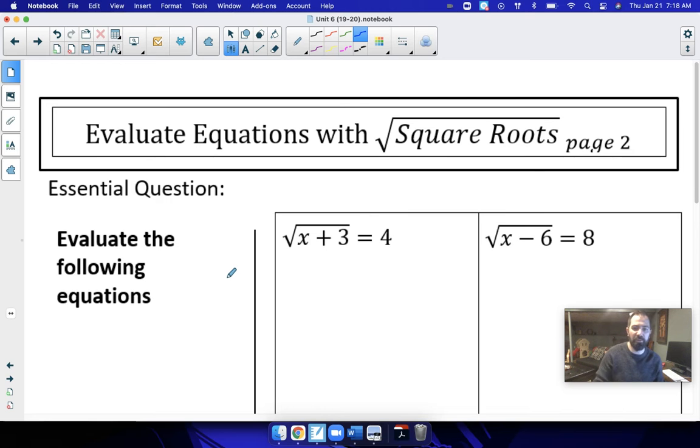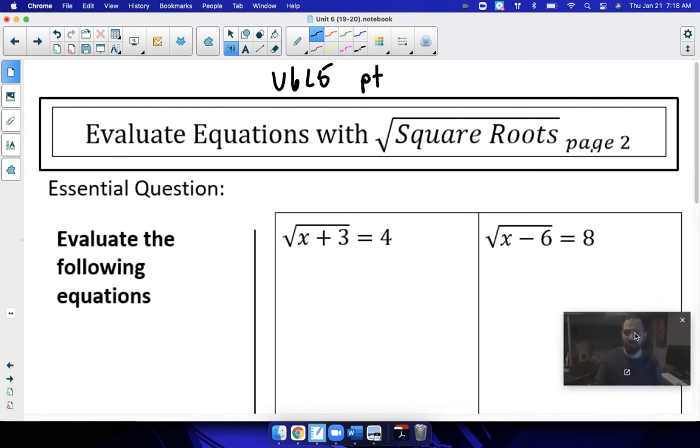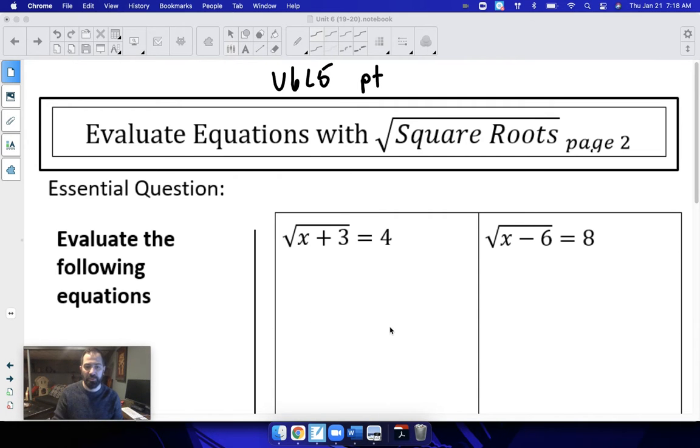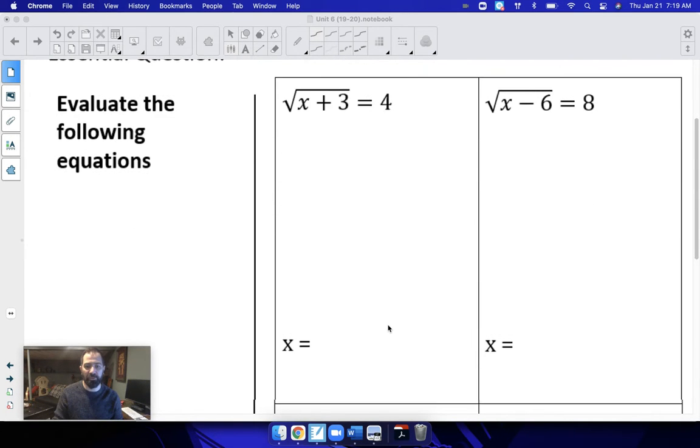All right, welcome back. Unit 6, Lesson 5, Part 2. We're continuing with evaluating equations with square roots. Let's figure it out. Okay, example 1 here.